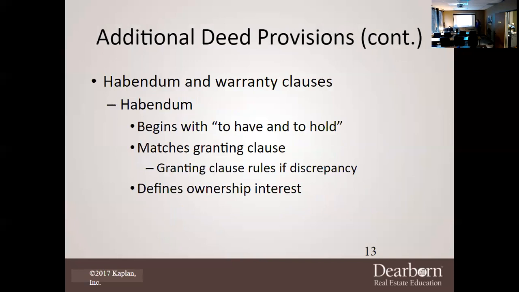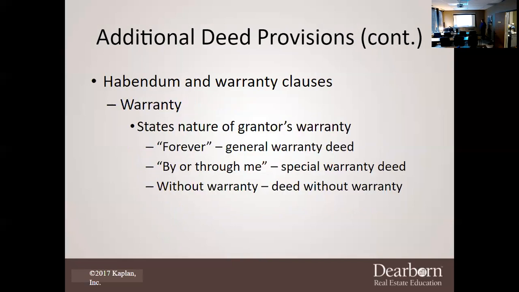There's also the habendum and warranty clauses. The habendum is the "to have and to hold" clause. It matches the granting clause, and the granting clause rules if there is a discrepancy. So these define the ownership interest. When we talk about warranty, there are different types, and we're going to talk about these. It states the nature of the grantor's warranty.